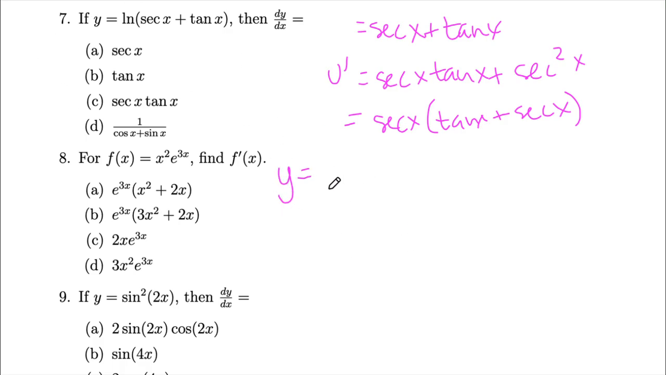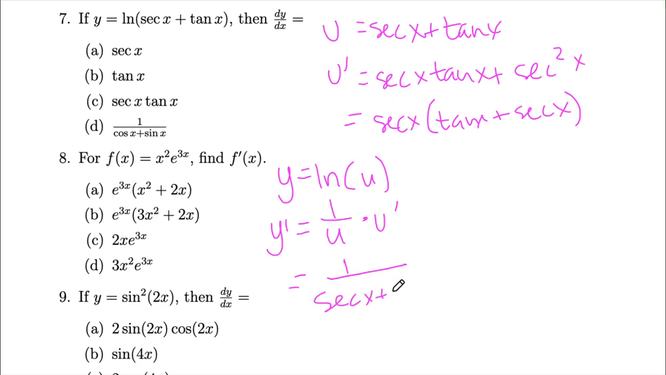So we're going to get y equals natural log of u. And now let's go ahead and take the derivative of that to get 1 over u times u prime using the chain rule. Okay, now let's go ahead and plug back into y prime and simplify. So 1 over u is just secant x plus tangent x, and then we're going to multiply this by u prime, which is secant x times tangent x plus secant x.